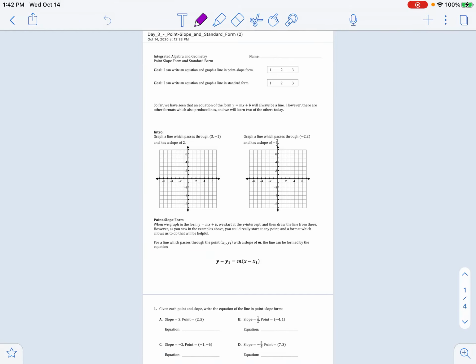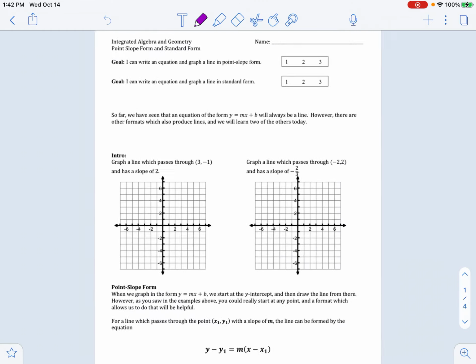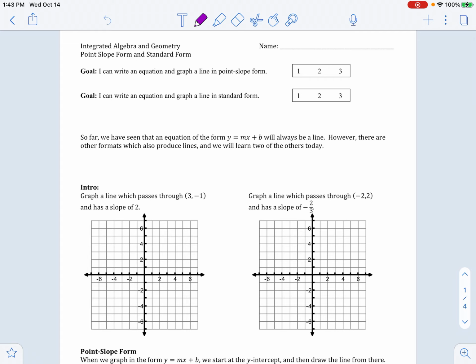All right, so let's talk about our last two forms of writing an equation of a line. Our first goal today is I can write an equation and graph a line in point slope form. Goal number 2 is I can write an equation and graph a line in standard form.